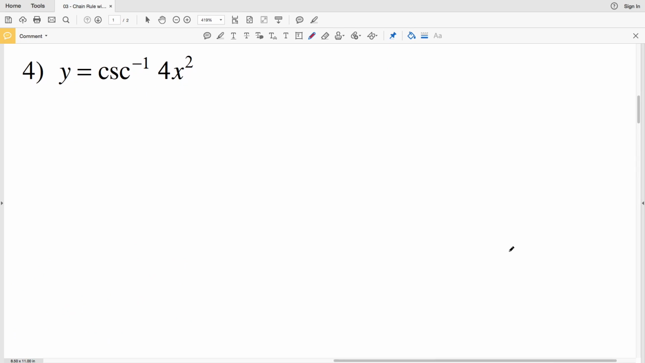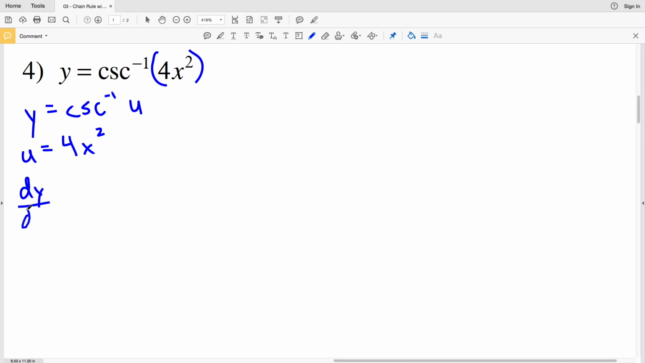In number 4, we're doing the same methods as we did in 1, 2, and 3, except this time we're using the inverse cosecant. So we're going to have y equal to the inverse cosecant of some function u. And that function u is that inner function of 4x squared. So taking the derivative of y with respect to u, the derivative of the inverse cosecant of u, that's going to be negative 1 over the absolute value of u times the square root of u squared minus 1.